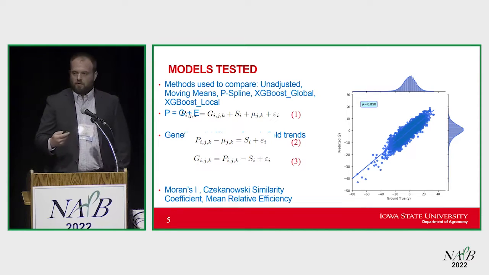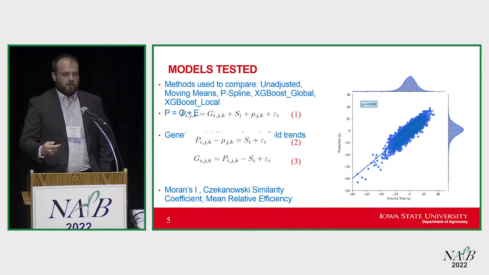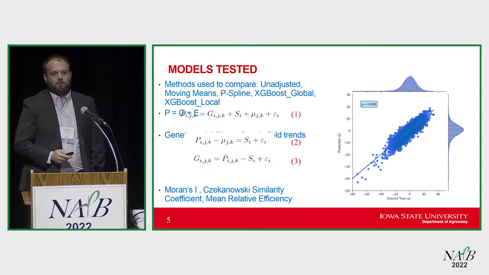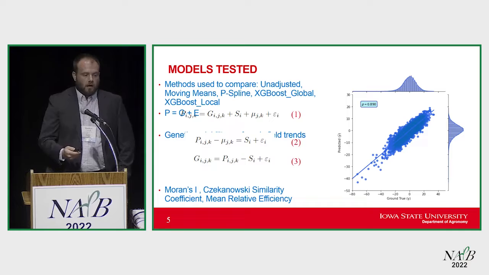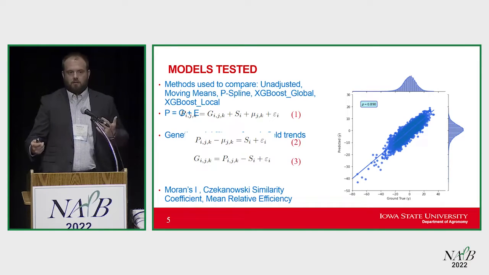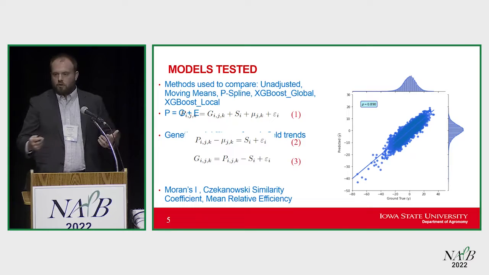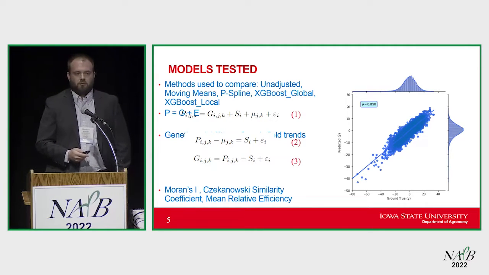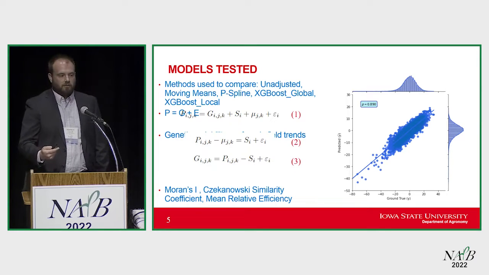And then lastly, how are we assessing these models, and are they doing a good job, or are they performing poorly? We looked at 3 metrics: the Moran's I, which is a measure of spatial autocorrelation. We looked at the Czekanowski similarity coefficient, which gives us an idea of looking at different methods, what's the true difference in the outputs. And then lastly, the mean relative efficiency, which is a measure of the ratio of the standard error, the differences between the checks.